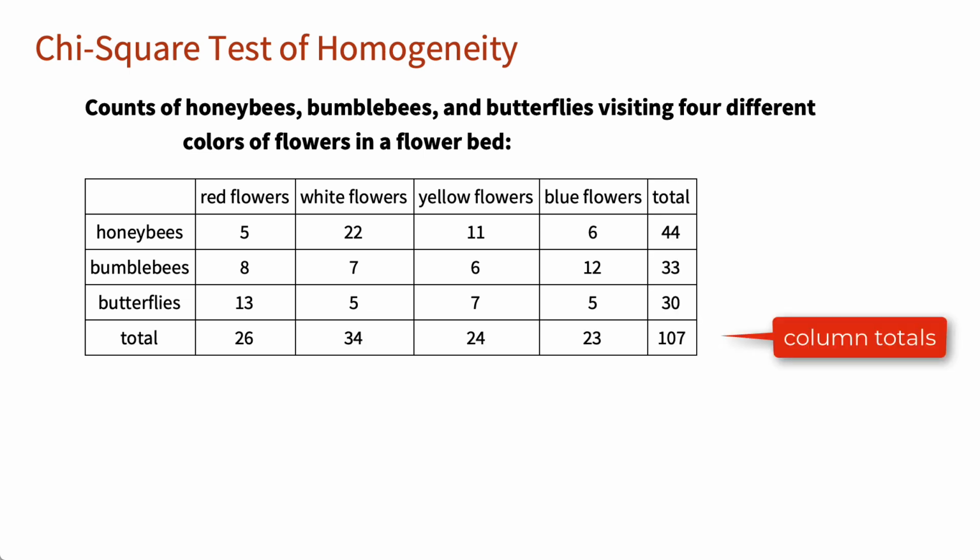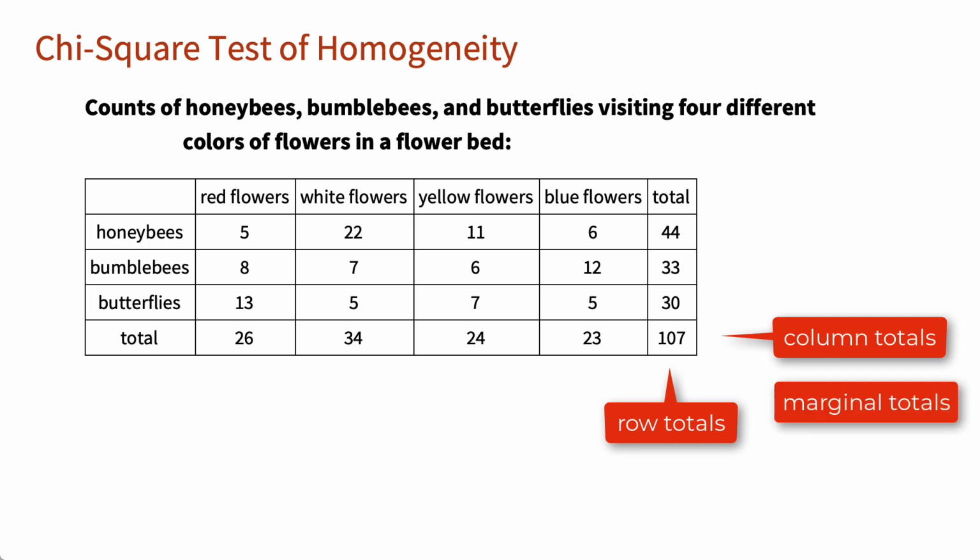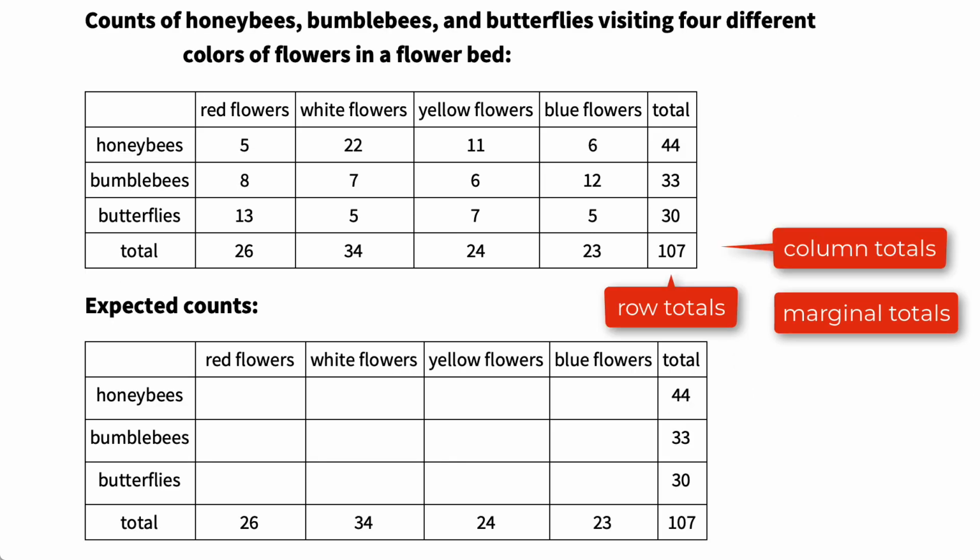add to this table a row giving the total counts in each column and a column giving the total counts in each row. Entries in the additional row and column are commonly referred to as the marginal totals of the table. Here's an empty table to use for recording expected counts.